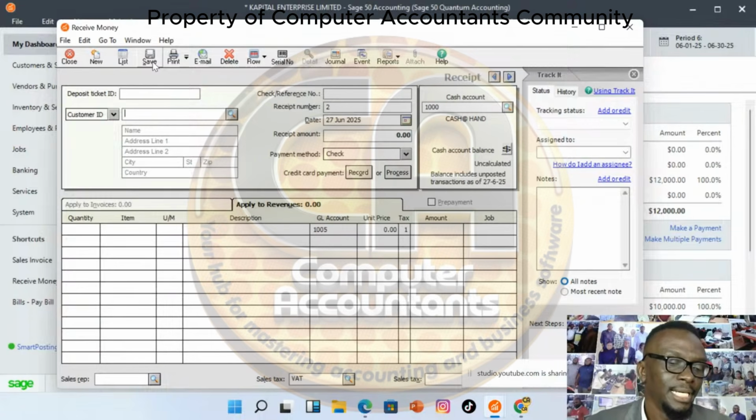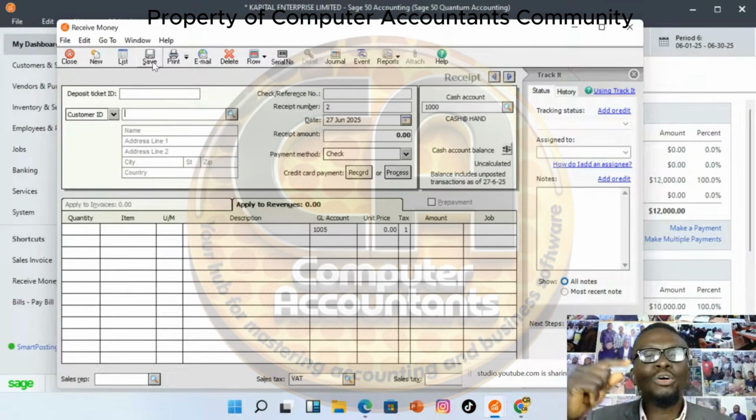Good. Next transaction: Capital Enterprise is selling 10 hair creams on credit to ABC Ventures. Remember, ABC has ordered 15. He has requested a sales order of 15 hair creams, but he's only buying 10. So the 10 is what is going into our books of account.